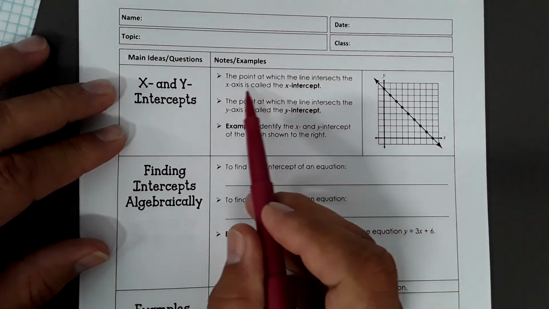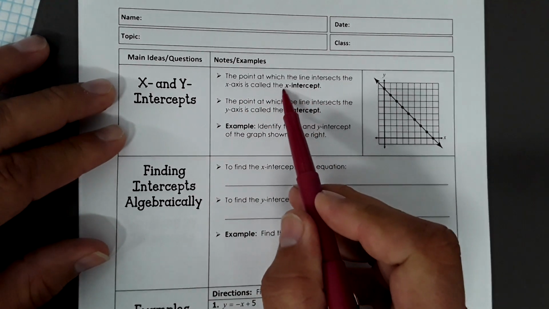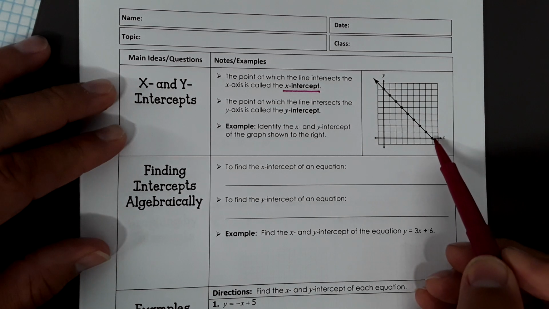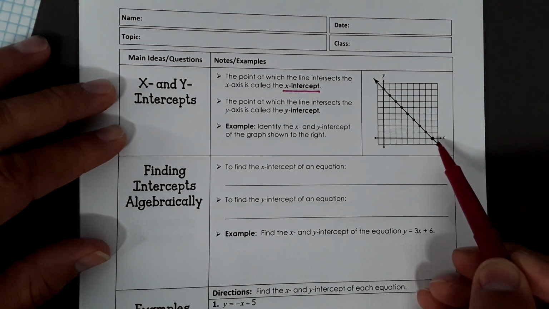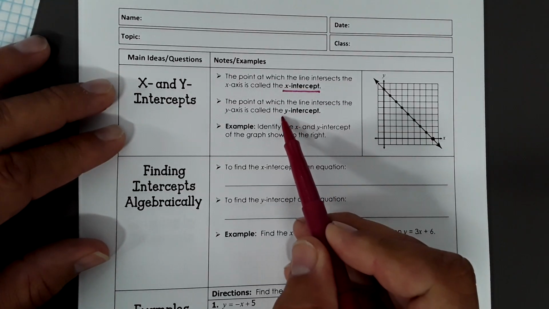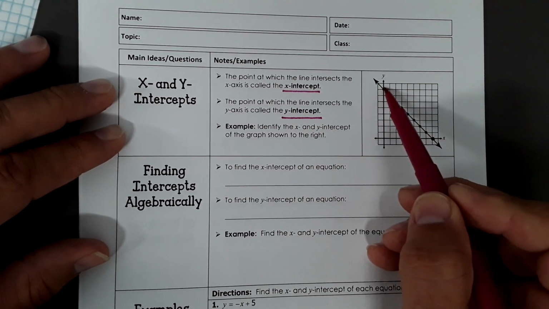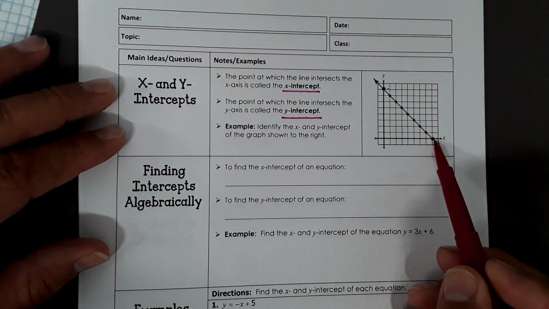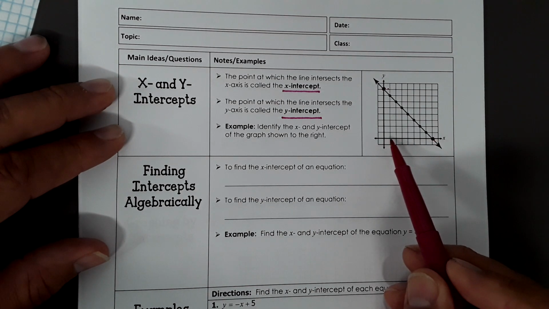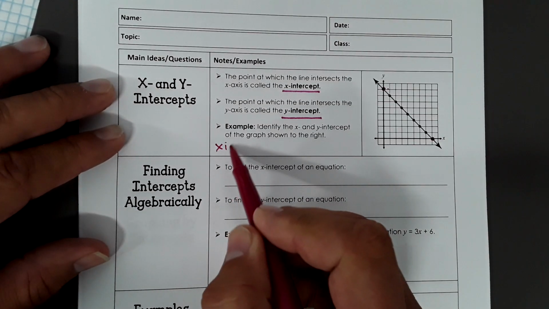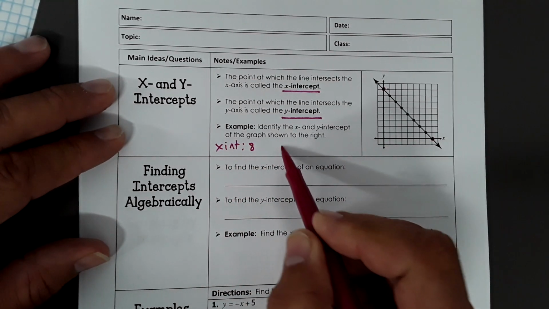The point at which a line intersects the x-axis, of course, is called the x-intercept. So in this graph, this point right here would be the x-intercept. That's where it crosses the x-axis. The point at which a line crosses the y-axis is the y-intercept, which would be this number right here. So the x-intercept right here, where it crosses the x-axis, would be at positive 1, 2, 3, 4, 5, 6, 7, 8. So the x-intercept would be at 8.